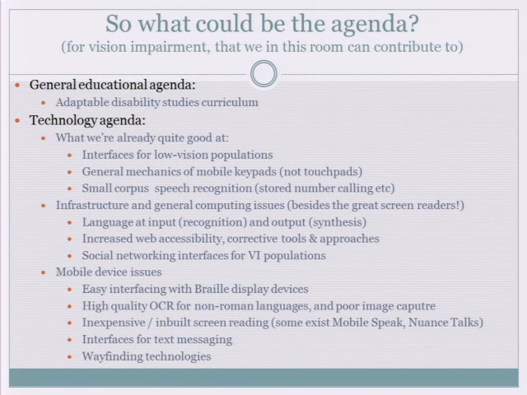In mobile devices, there is the issue of easy interfacing with Braille displays. So right now, if you're using a deaf-blind communicator, I'm not entirely sure about this, but I think that the minimum cost for a deaf-blind communicator is in the range of $3,000. So for a mobile device to talk to a Braille display, to get a mobile device which talks to some kind of tactile output is actually very expensive at this point.